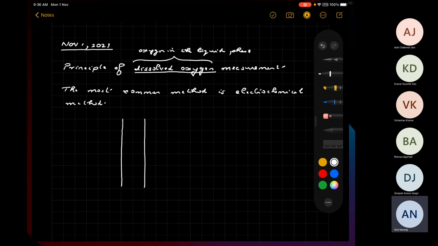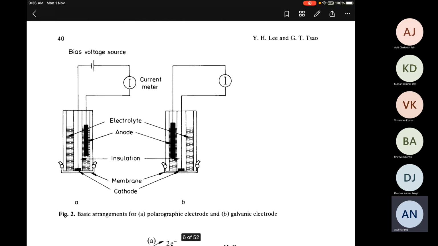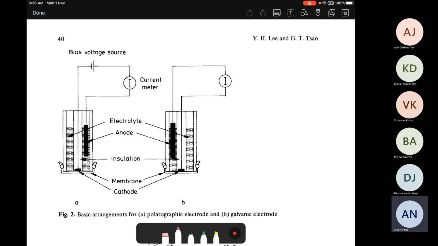Actually, I should show you the picture straight from the paper. So here is the picture. Is this visible to you? Yes, sir. So basically, take a look at the picture on the left side. This is the most common one. This is basically an anode and a cathode embedded in a container, and it is at the bottom. So this is the membrane.